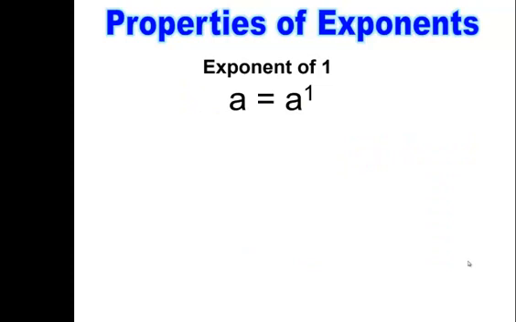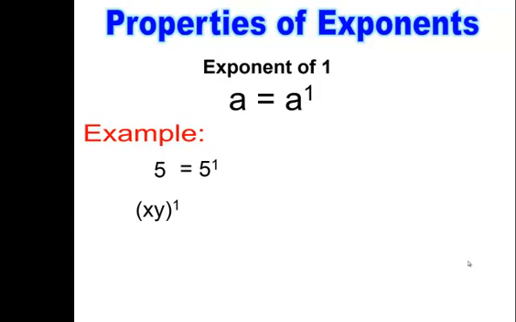Working with properties of exponents, if we have a base, then it's known to have an exponent of 1. So you will not see any exponents that are 1, but when you have a base, you need to know that there is an exponent of 1. If you have a number, 5 here is our base, and it really has an exponent of 1.